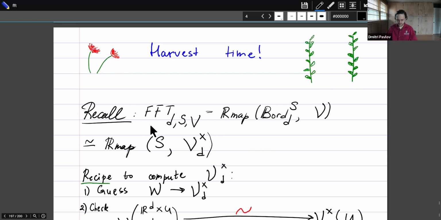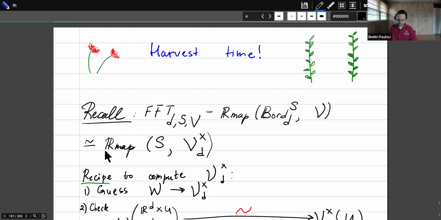So let's recall what we did last time. We defined the simplicial set of functorial field theories of dimension D with geometric structure S and the category of values capital V. So this was defined as a derived mapping simplicial set from the smooth symmetric monoidal infinity-category of D-dimensional bordisms with geometric structure S to V.